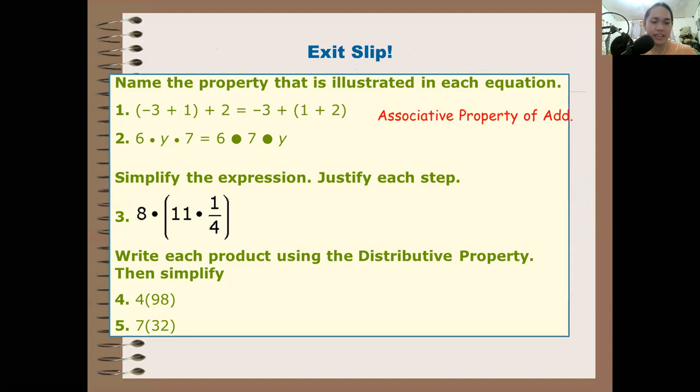So we have 6 times y times 7 is equal to 6 times 7 times y, that is the commutative property of multiplication. For number 3, 8 times 11 times the quantity of 11 times 1/4, that gives us 22. And of course, 4 times 90 is 392. And number 5, 7 times 32 is equal to 224. So that's how we do it. Okay, so that ends our discussion about the properties of real numbers.